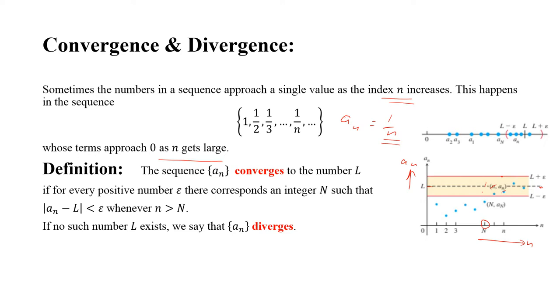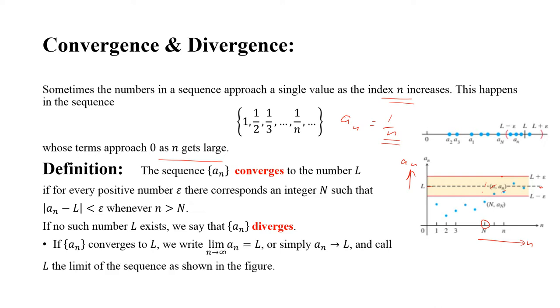If we cannot find any number N such that this condition holds, then the sequence is called a divergent sequence, or we say that the sequence diverges. If the sequence converges, then we write the limit of an as n approaches infinity is L, or we simply say that an approaches L and call L the limit of the sequence. You are already familiar with functions and their limits, so this is not a new concept for you.